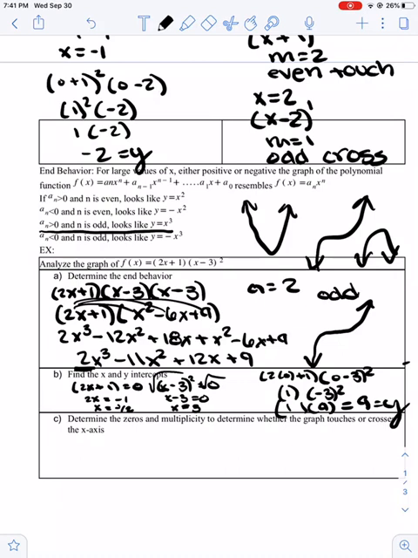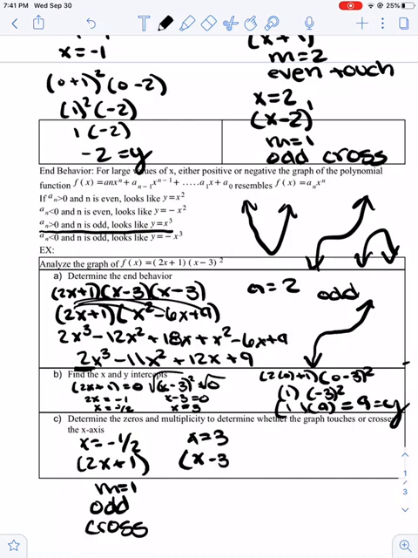So at those x-intercepts, are we going to cross or are we going to touch at that x-axis? So let's look at x equals negative 1 half. That came from 2x plus 1. So its exponent of this parentheses was 1, which is odd. So it's going to cross. Then we have x equals 3, which came from x minus 3 squared. It has an exponent of 2, so multiplicity of 2, which is even, and it will just touch at this point. And that is all.